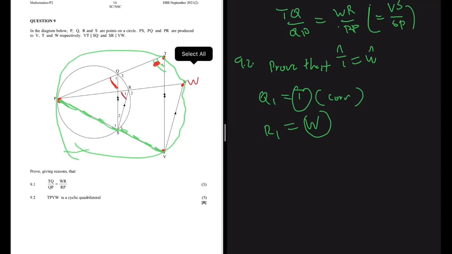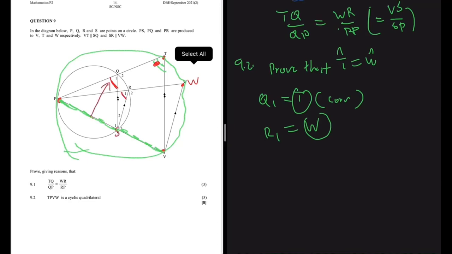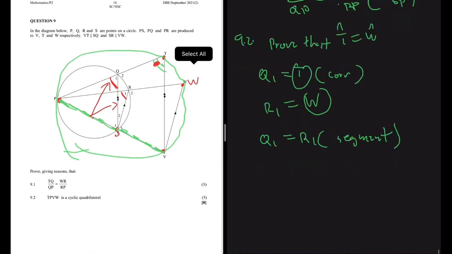And indeed it is, because PS subtends Q1 and it subtends R1, right? So now we can say that Q1 is equal to R1 because they are in the same segment. So T is equal to Q1, but Q1 is equal to R1 and R1 is equal to W. So T and W are equal to each other because they are all equal to Q1 and R1. So by saying that, we have essentially proved that TPVW is a cyclic quadrilateral.